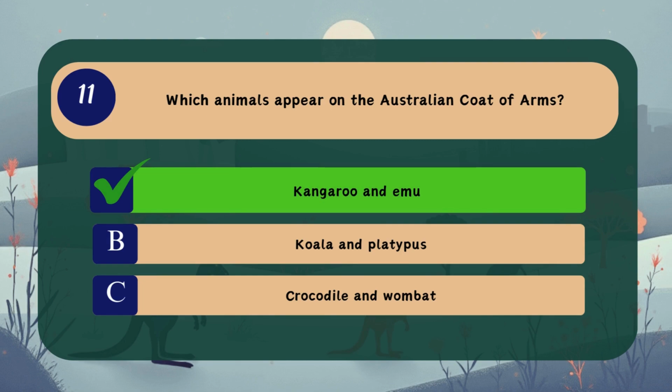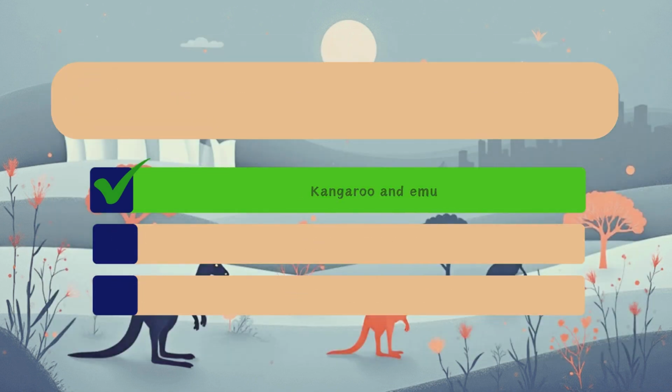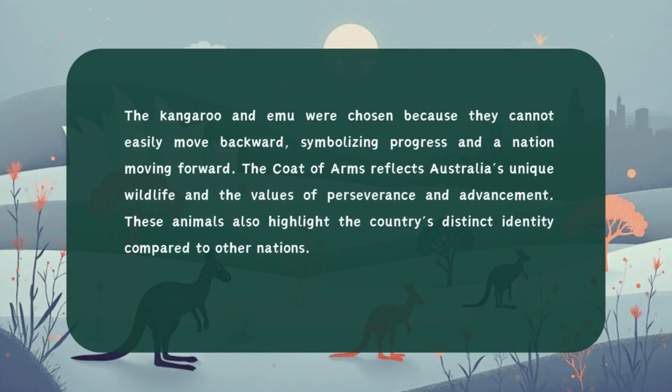Correct answer. Kangaroo and emu. The kangaroo and emu were chosen because they cannot easily move backward, symbolising progress and a nation moving forward. The coat of arms reflects Australia's unique wildlife and the values of perseverance and advancement. These animals also highlight the country's distinct identity compared to other nations.